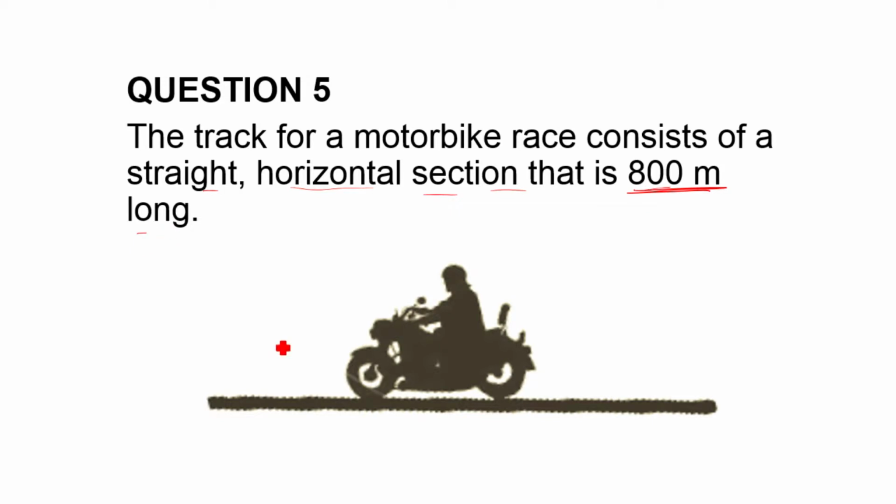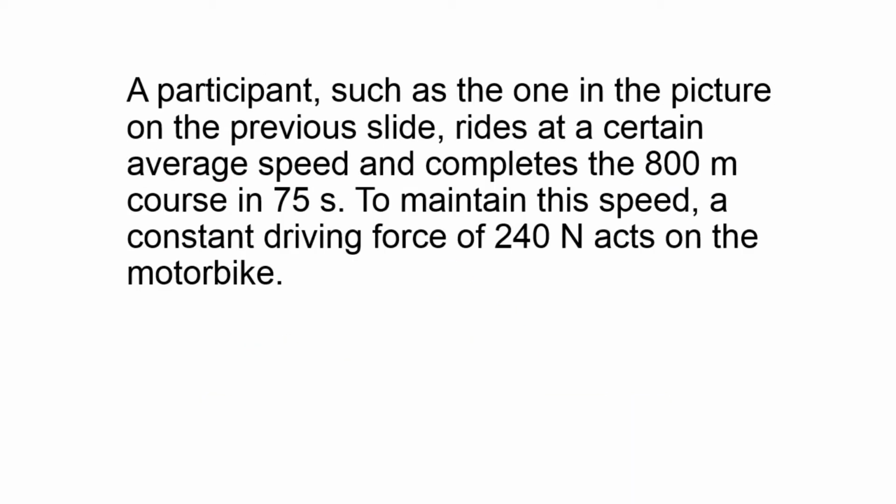So here's the motorcyclist, and he's traveling along that straight horizontal track. A participant, such as the one in the picture in the previous slide, rides at a certain average speed, so we know that he's got a certain average speed, and it's an average speed, so we're just going to assume that that remains constant, okay? It might vary just a little bit, but there is an average speed that we're going to work with because it's easier that way. 800 meters course, and he takes 75 seconds.